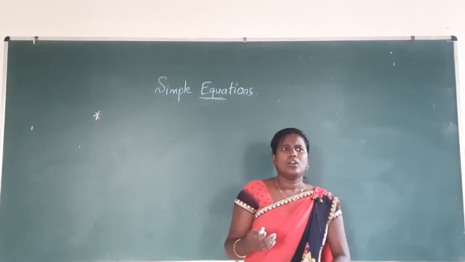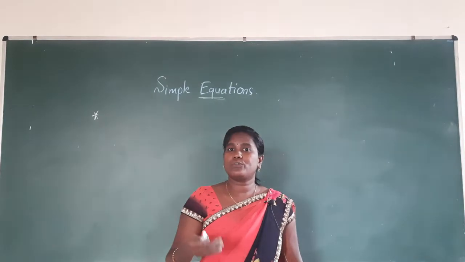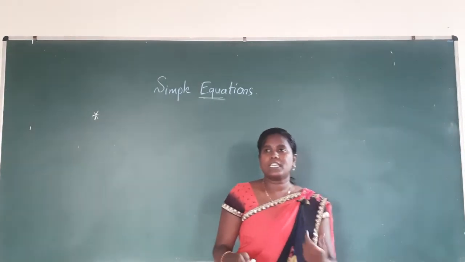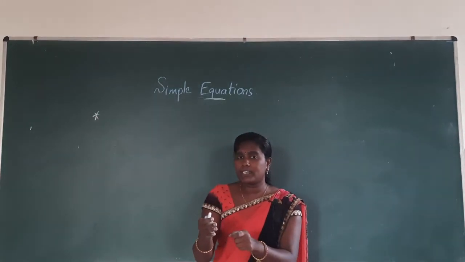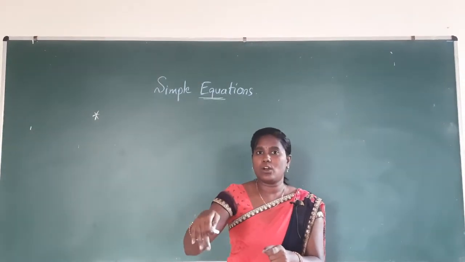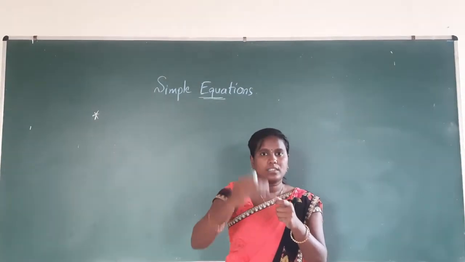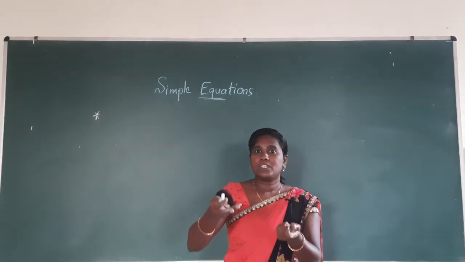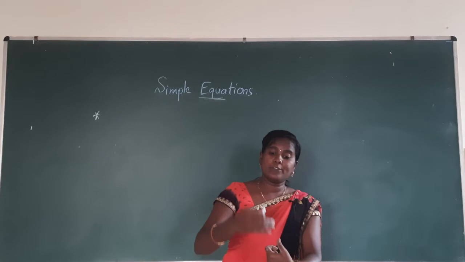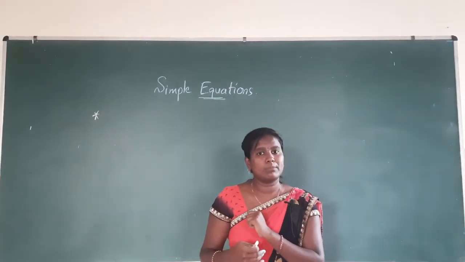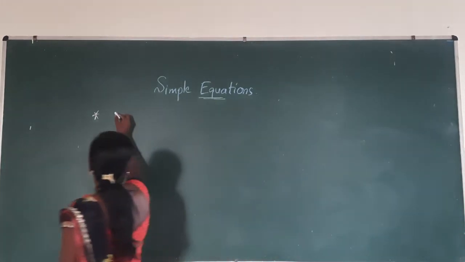If you are saying 4 times of x, it means 4x. If you are saying 1/3 of y, it is nothing but 1 by 3 y. If you are saying 3/4 of m, it is 3 by 4 of m. Of indicates multiplication. I will tell you that one.